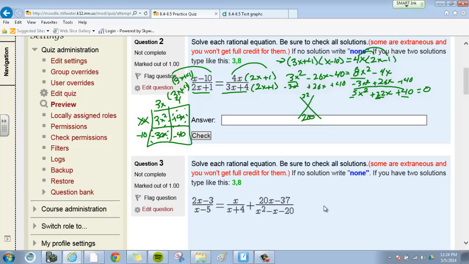Okay, let's go to my graph and see what the graph says. Now we're stuck on this. We're trying to factor this, right? I don't know what times what is 200 that adds together to be 22. So we're going to go to our graph.